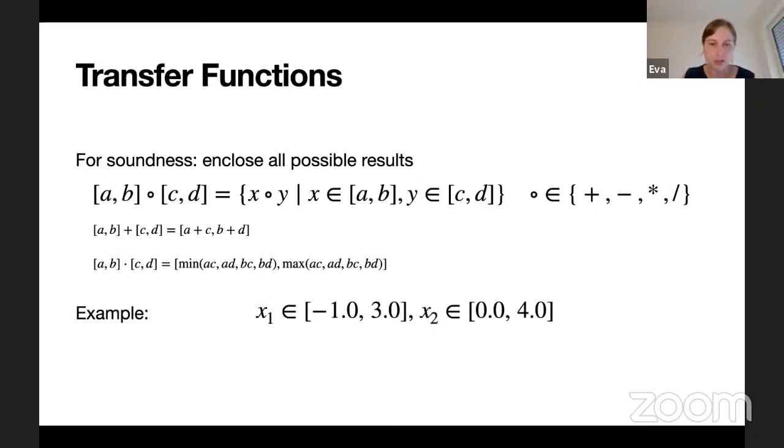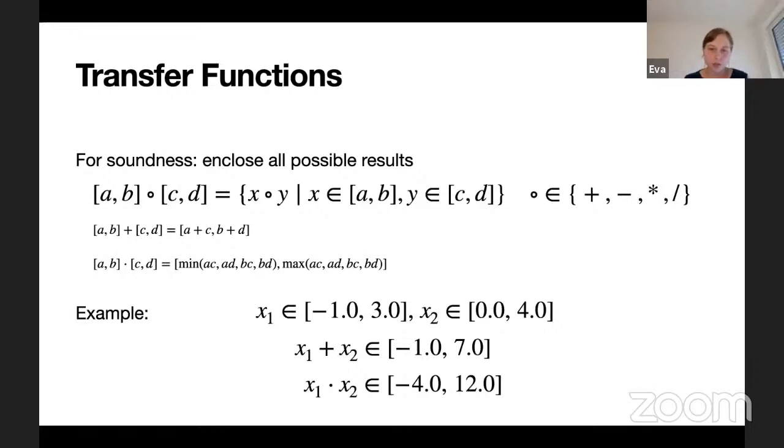I'll just demonstrate how this works on an example because I think that's the simplest in this case. So say we have x1 that is between -1 and 3, and x2 that is between 0 and 4. If we want to add x1 and x2, then it's probably quite intuitive that the smallest possible value that we could get in this addition would be -1. So we will take the smallest possible value of x1 and the smallest possible value of x2, and we will get -1. To get the upper bound, we would take the biggest possible value of x1 and the biggest possible value of x2, and we would get 7.